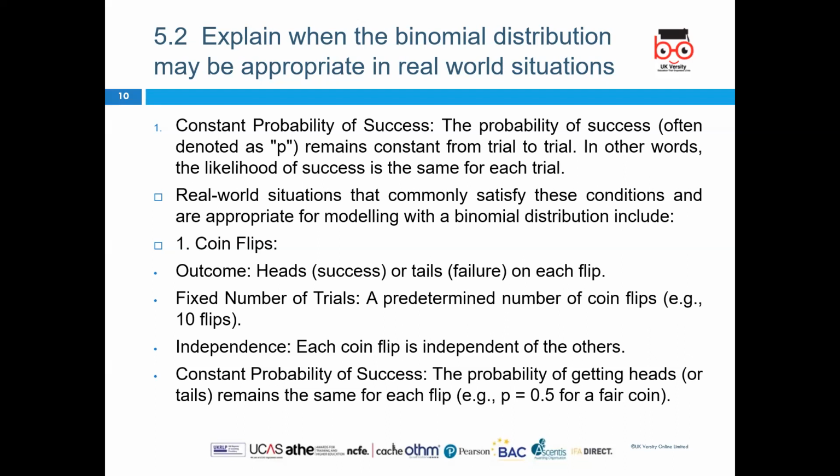Real world situations which satisfy the conditions for the binomial distribution are, like, coin flips, the easiest example which I was giving. With coin flips, the outcome is heads or tails on each flip, there is a predetermined number of coin flips, and a constant probability of success, which is 0.5 for a fair coin.